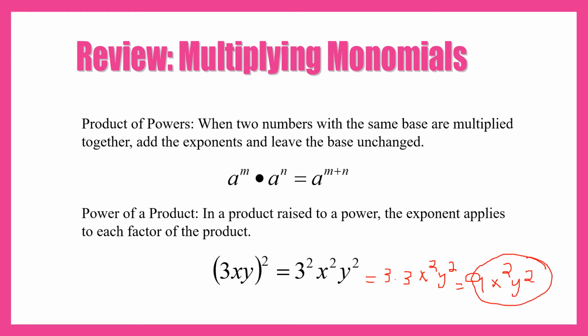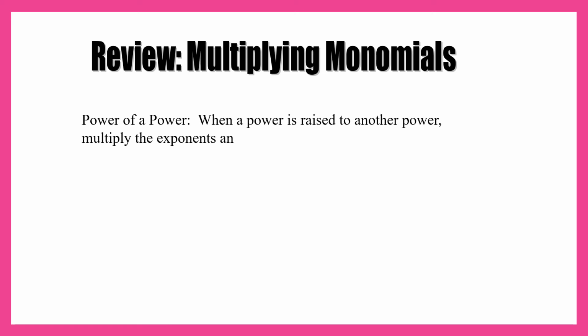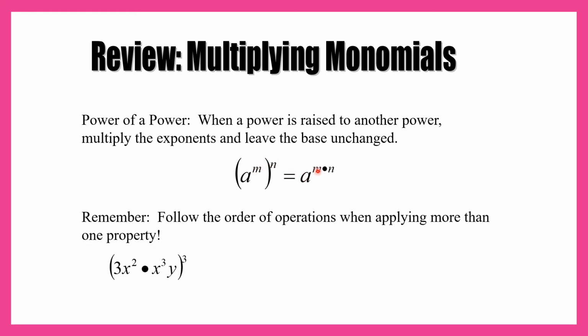Okay, next. Let's review more. We have power of a power. When a power is raised to another power, multiply the exponents and leave the base unchanged. So a raised to m, raised to n, that means we need to multiply m times n. Remember, follow the order of operations when applying more than one property.